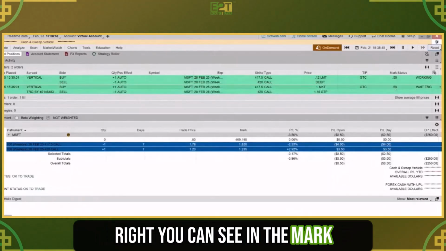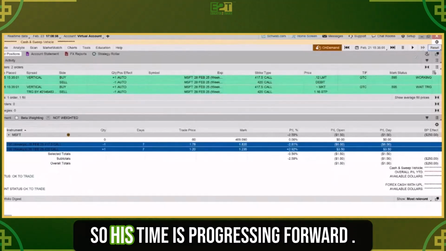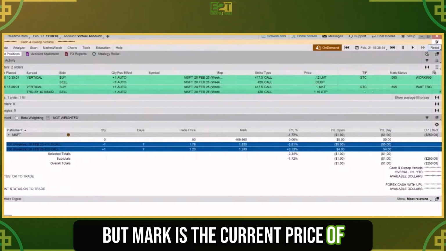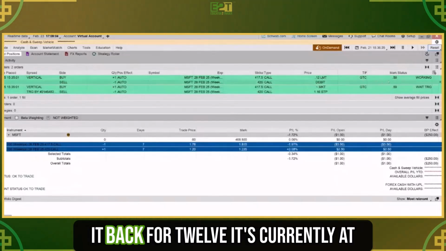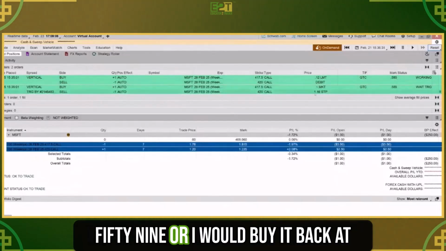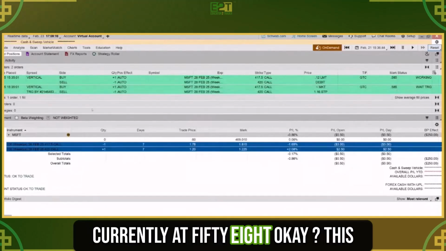You can see in the mark category, it's starting to move because I turned on demand back on, so as time is progressing forward. Mark is the current price of that particular trade. So you can look here and say, okay, I want to buy it back for 12. It's currently at 59. Or I would buy it back at 116 for a stop loss. It's currently at 58.